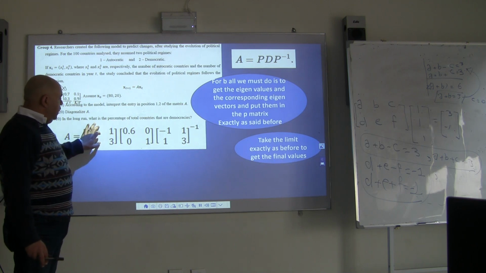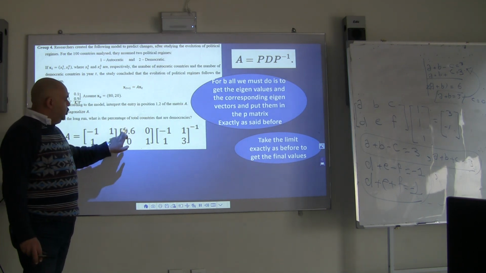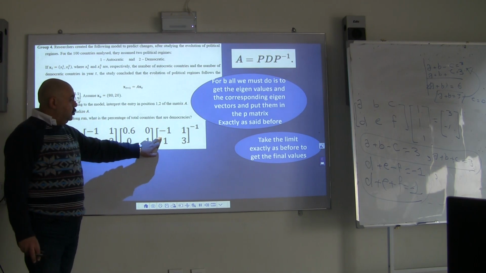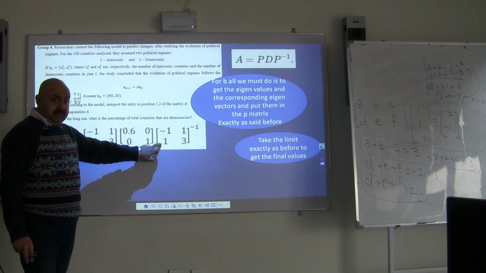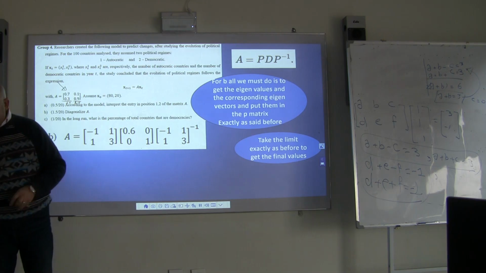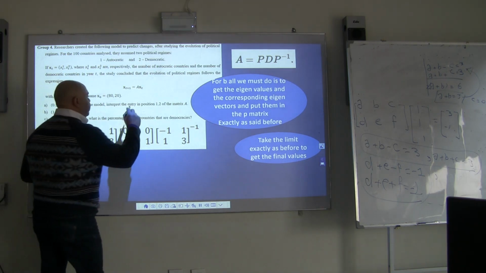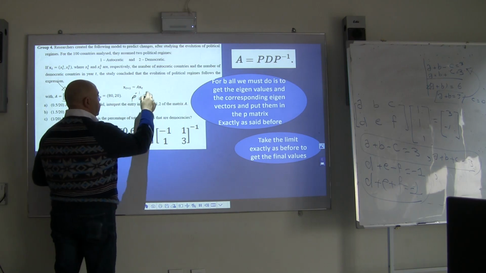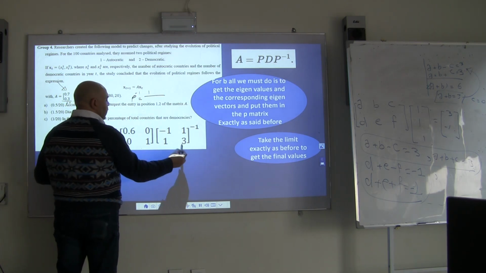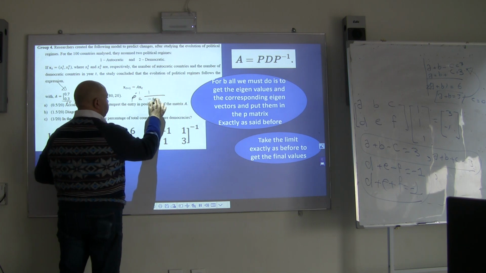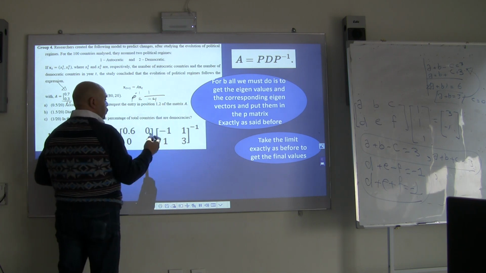which is P times the diagonal matrix, whose elements contain the eigenvalues, times P minus 1. And I can get the inverse of this matrix very easily if I want to. If you remember how to get the inverse of a 2 by 2 matrix, it's very, very simple. If I want to get P minus 1, it's going to be 1 over, just multiply the elements of the principal diagonal, which is going to be negative 3, minus 1, so it's going to be minus 4. This is minus 3, minus 1, minus 4.